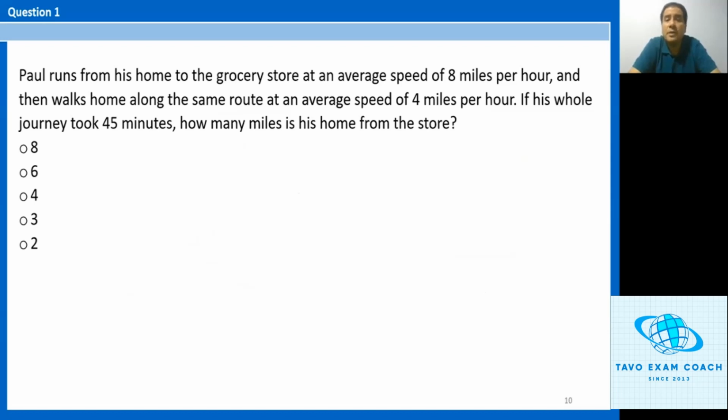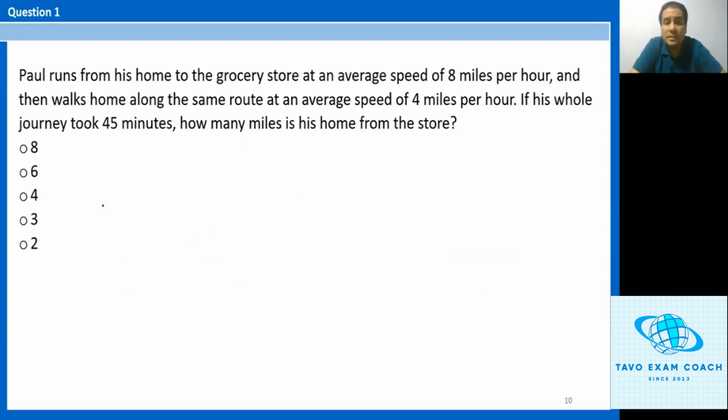It says Paul runs from his home to the grocery store at an average speed of 8 miles per hour and then walks home along the same route at an average speed of 4 miles per hour. If his whole journey took 45 minutes, how many miles is his home from the store?